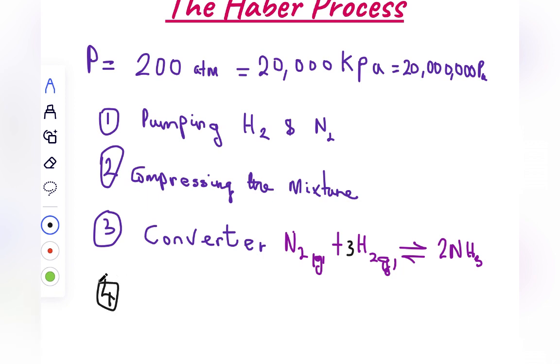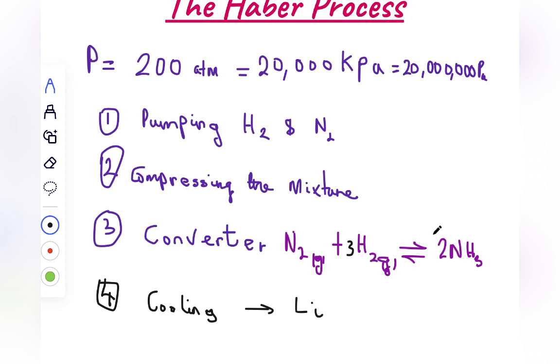We say the mixture is cooled until the ammonia is condensed to a liquid. Step 4 is cooling, in order for us to get liquid ammonia.